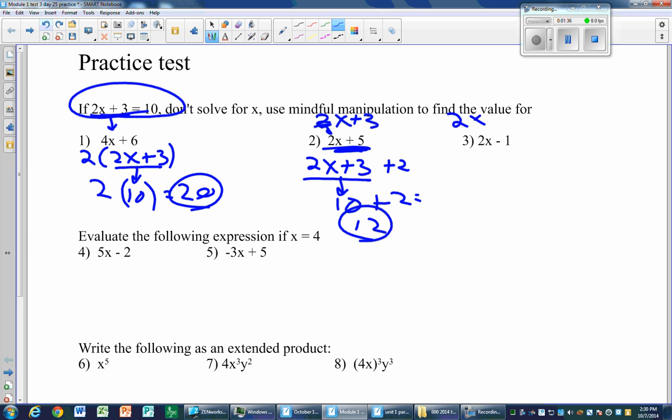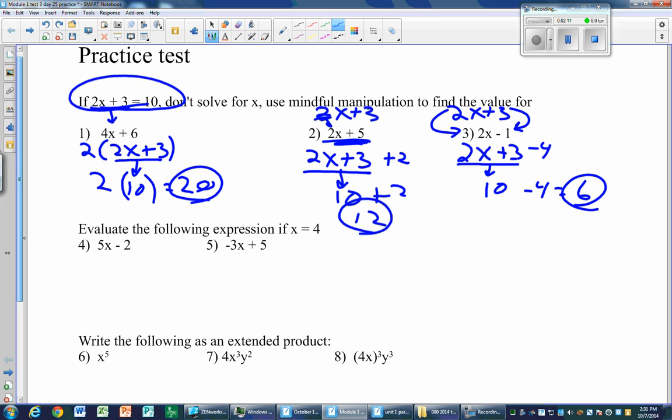Now here, I'm still starting with 2x plus 3 because I know that that's 10. I don't have to do anything to the 2x. It's still the same. So what do I have to do to 3 to turn it into a negative 1? Well, that's kind of easy. I do 2x plus 3, and then I have to take 4 away to turn it into negative 1. When I combine all the like terms, it still turns into 2x minus 1. So that's good. It's still the same expression. So now I take that, that's 10. 10 minus 4 is 6. That's why that's our answer.